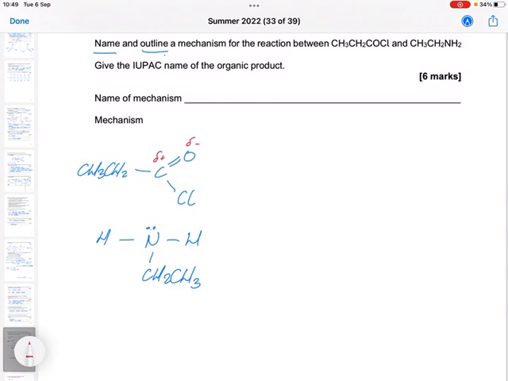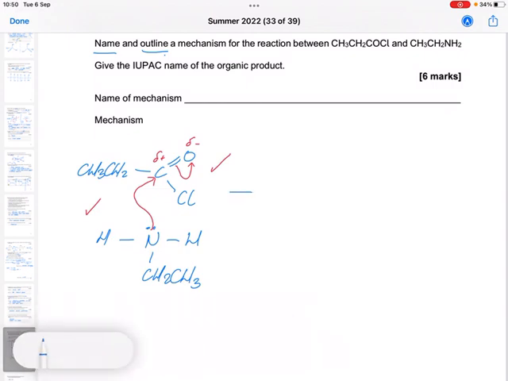The lone pair of electrons here will form a bond with the δ+ carbon. The weakest bond around that δ+ carbon will break, which is the pi bond in the carbonyl. And the electrons in the middle of that will go to the oxygen, because the oxygen is the most electronegative, pulling those pairs of electrons towards itself anyway. So there's step one, and these are two of the marks for the mechanism.